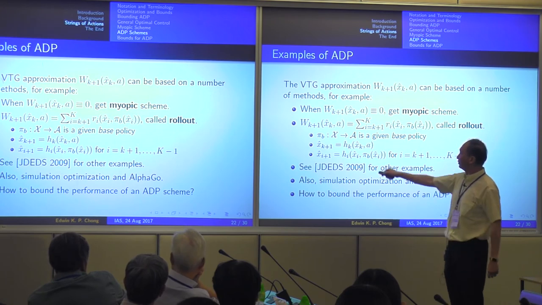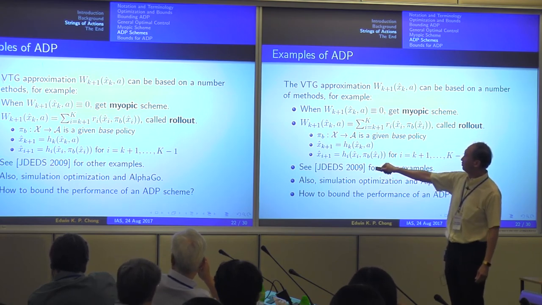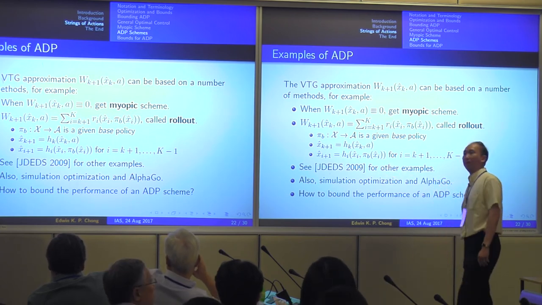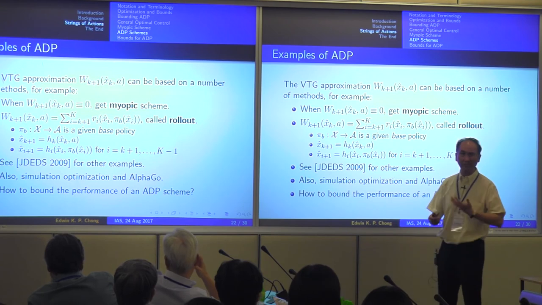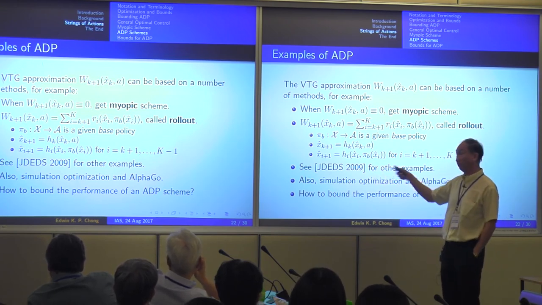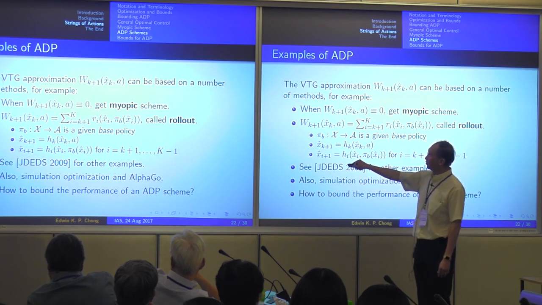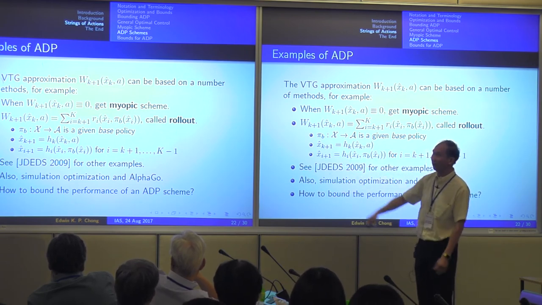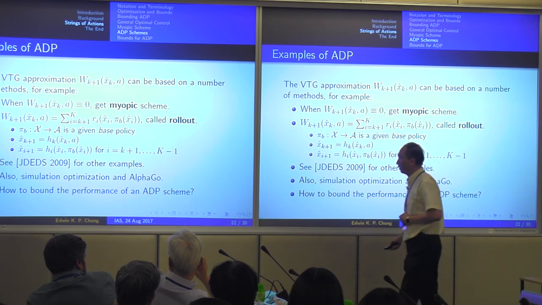Now, the value to go approximation can be based on a number of methods. For example, if you make it zero, that's just myopic. If you use as an approximate value to go just the cumulative reward associated with a particular policy called the base policy, this is called rollout. First described by Bertsekas. Actually, he kind of borrowed it from some AI people. Tesauro was really one of the first people to do this. And I actually have a tutorial paper with many examples of this kind of problem. Now, in the stochastic setting, the way you would compute this is by simulation, right? So when you want to do the argmax, it's just simulation optimization, right? Many experts on that here, who know a lot more of that than myself.